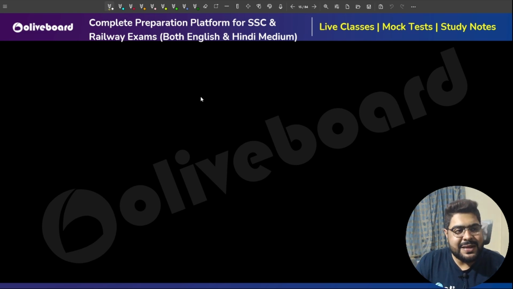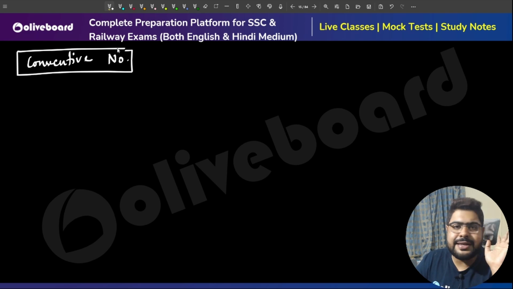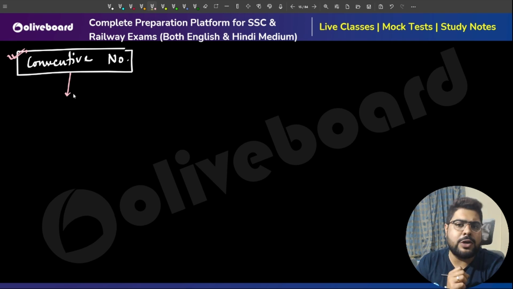Now, consecutive number questions. Consecutive number questions, the average. So this is a mixture of average as well as this consecutive number theory, that I generally teach in the number system part. Right now, generally for consecutive numbers, the questions can be built in two different fashions.